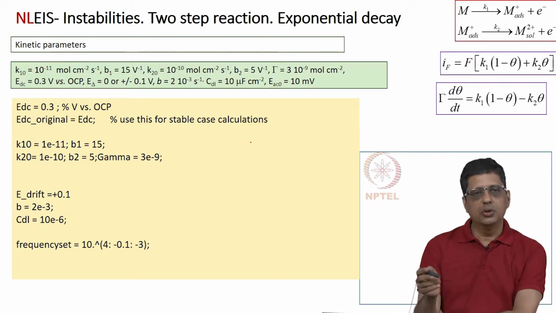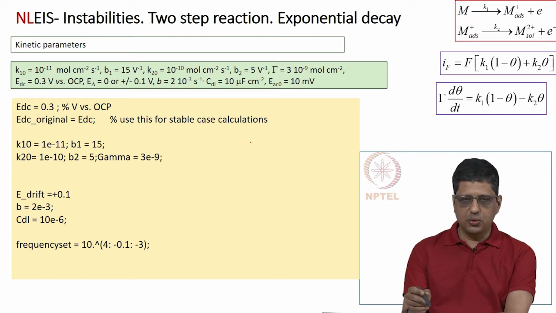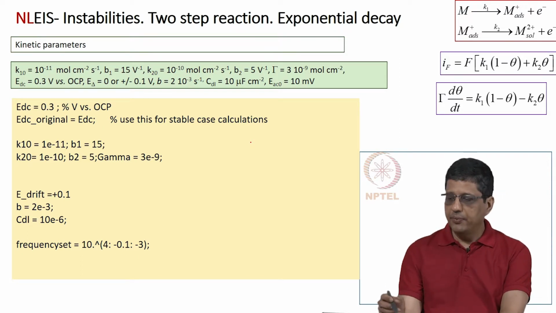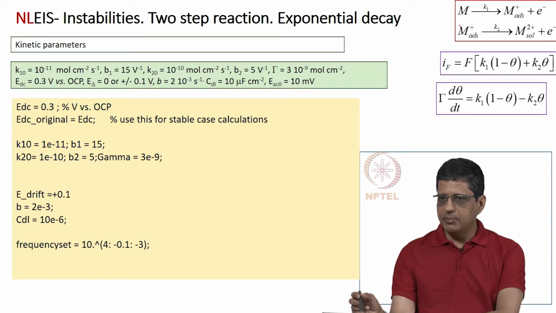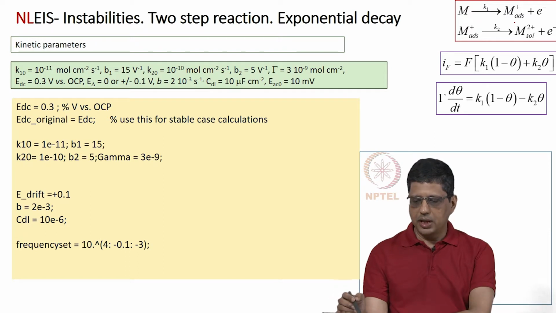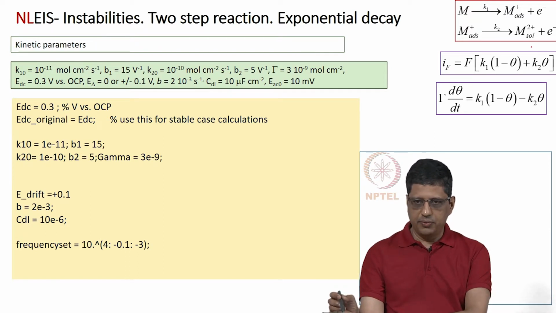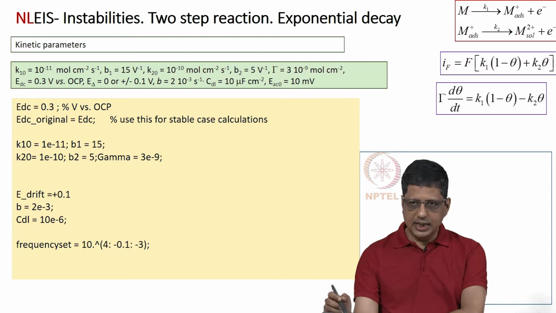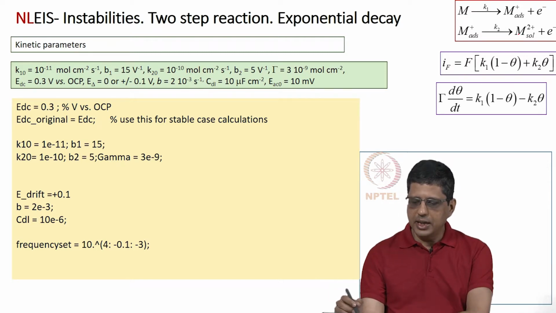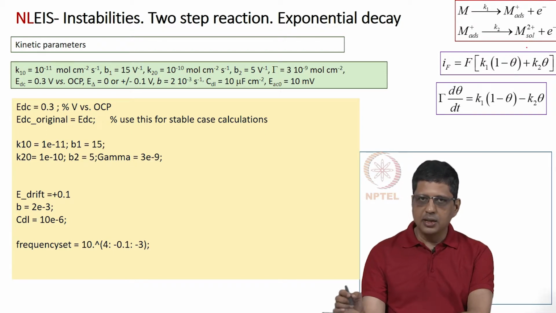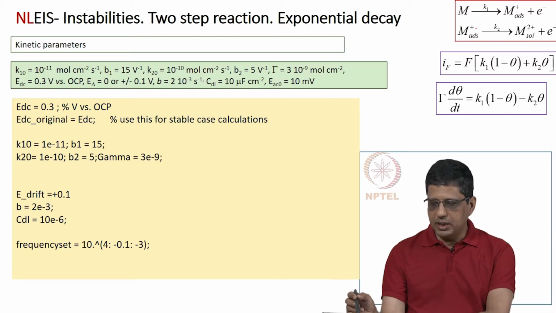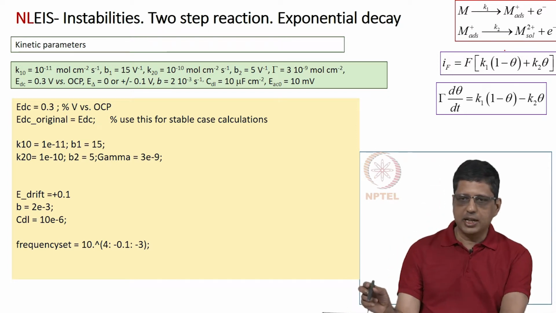Now, I want to show you how we have done this for a two-step reaction, where you have an exponential decay. The reaction is of course something we have seen many times, we are familiar with this. This is metal going to metal adsorbed and metal adsorbed going to metal 2 plus electron. So, the first and second are electron transfer reactions. Mostly we have seen the reaction where the second reaction is a chemical reaction, the first reaction is an electrochemical reaction, and maybe one or two examples we have seen with both steps being electron transfer reaction.